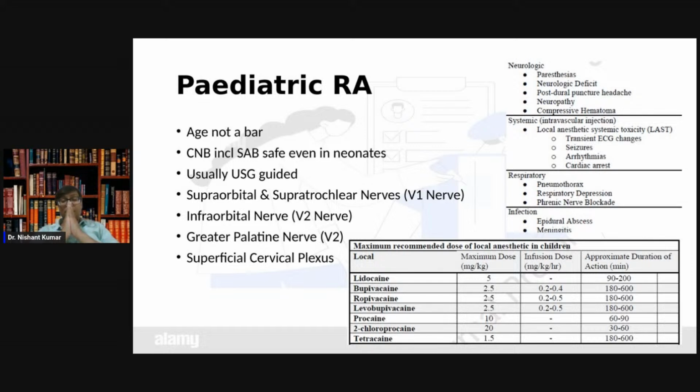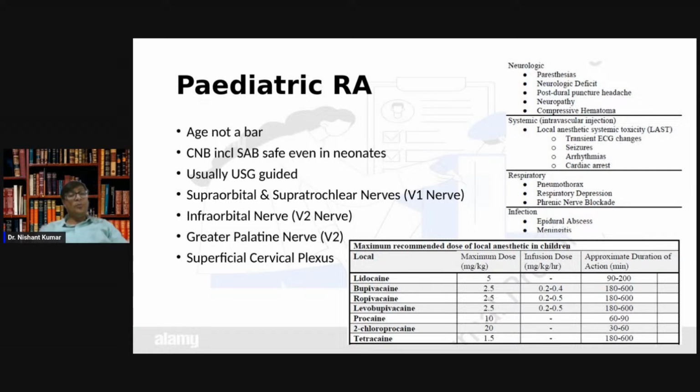Now, there are certain blocks which can be used exclusively in children for particular surgeries. Supraorbital and supratrochlear nerve for eye surgeries, infraorbital nerve for cleft lip, greater palatine nerve for palate, and superficial cervical plexus blocks for surgeries around the neck, mastoid, and ear. So all these blocks are simple to give with the ultrasound. They are very safe and can be administered easily.